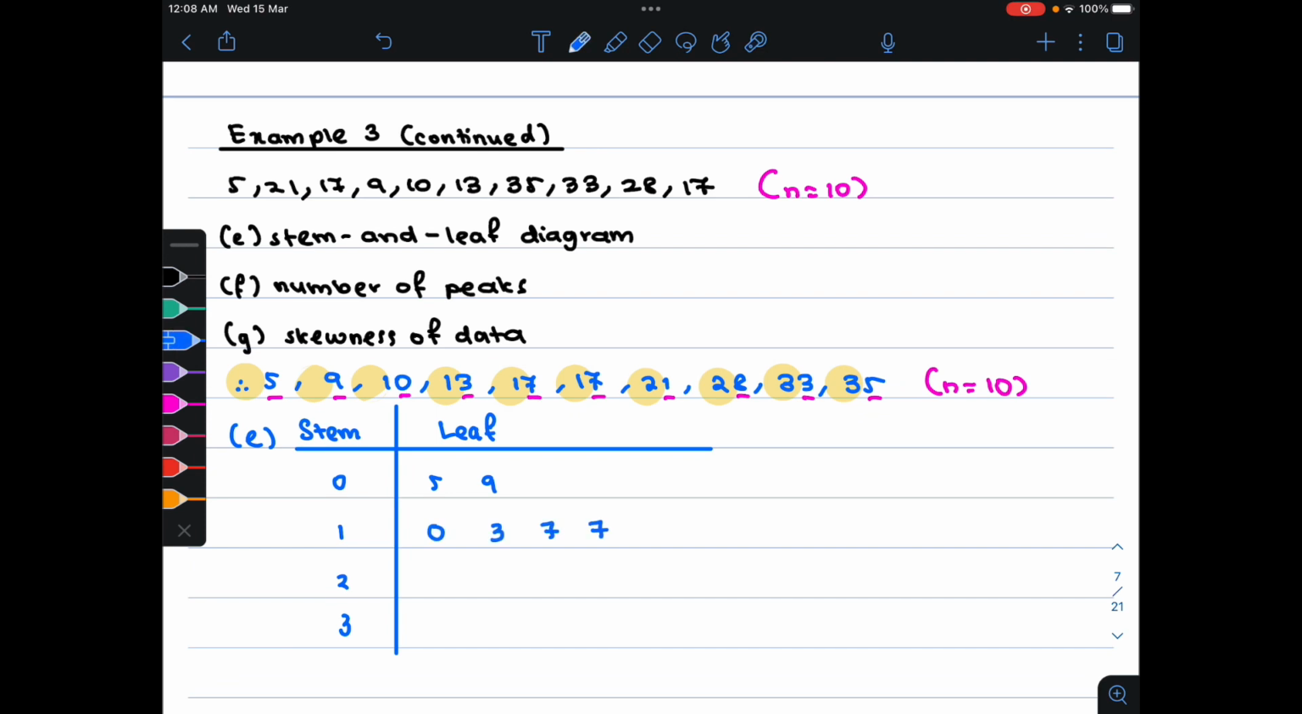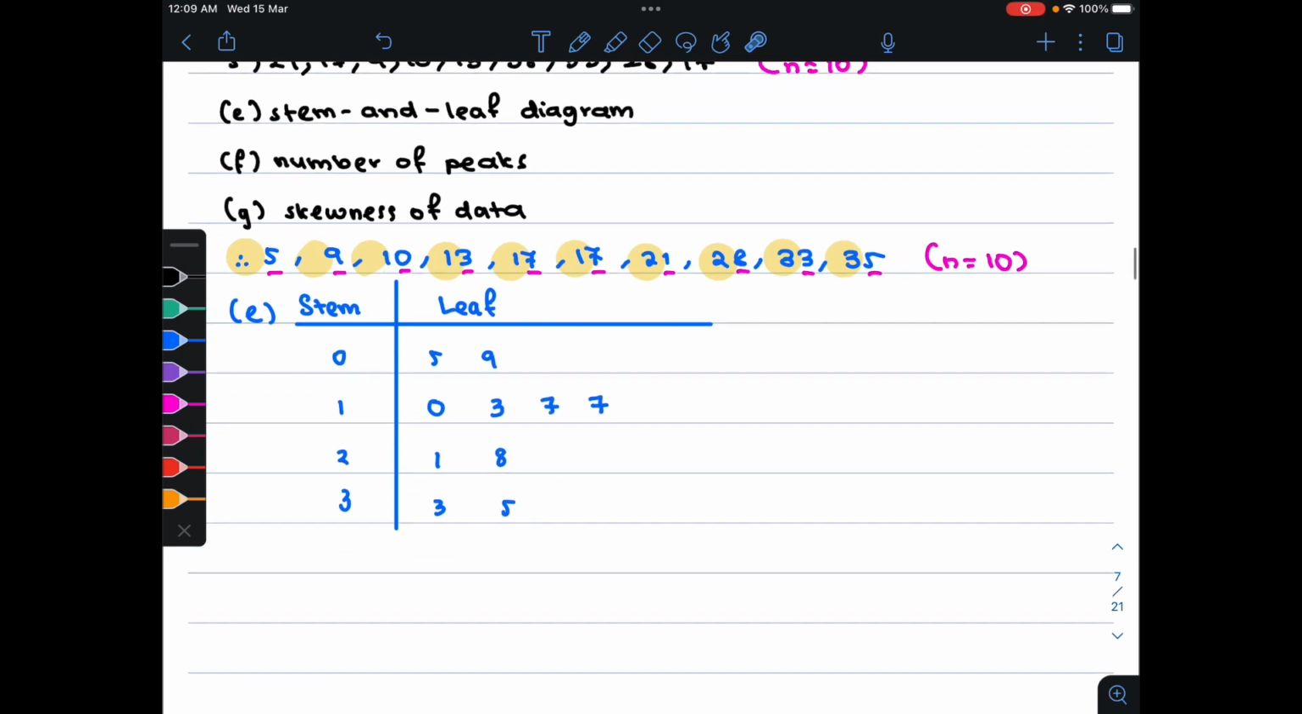Just be careful, 7 here is repeated twice since we have 17 twice. When the stem is 2, the leaves are 1 and 8. And the last one is when the stem is 3. The leaf will be 3 and 5. Let's say I want to try and use this data as the key. So you're going to have 2 vertical bar 1, and this one right here means 21.